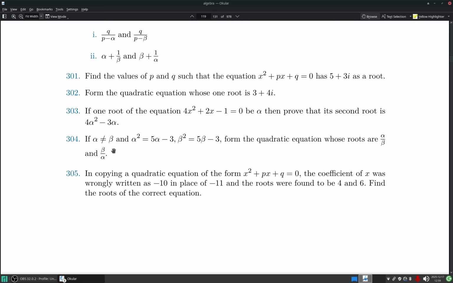Question 304 says: if alpha is not equal to beta and alpha square is equal to 5 alpha minus 3, beta square is equal to 5 beta minus 3, form the quadratic equation whose roots are alpha by beta and beta by alpha.